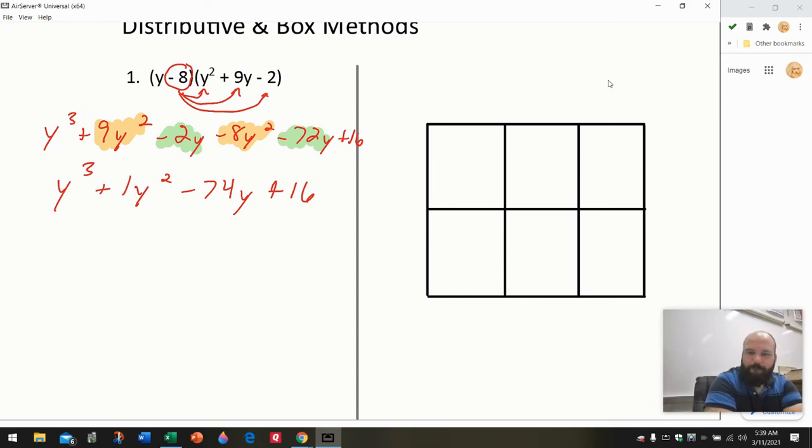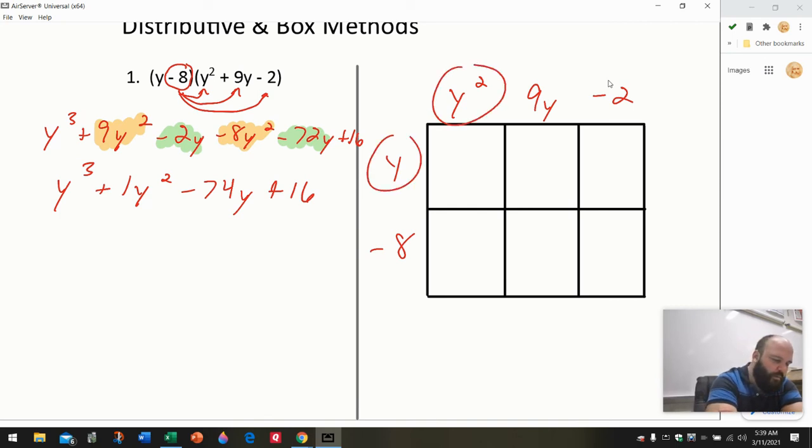Using the box method, since we only have 2 boxes on the left-hand side, we have to put y minus 8 over there. And then across the top, we need to put y squared plus 9y minus 2 there. Okay, so now that we have those, we will go ahead and multiply. Y squared times y gives me y to the third. Y squared times negative 8 is negative 8y squared.